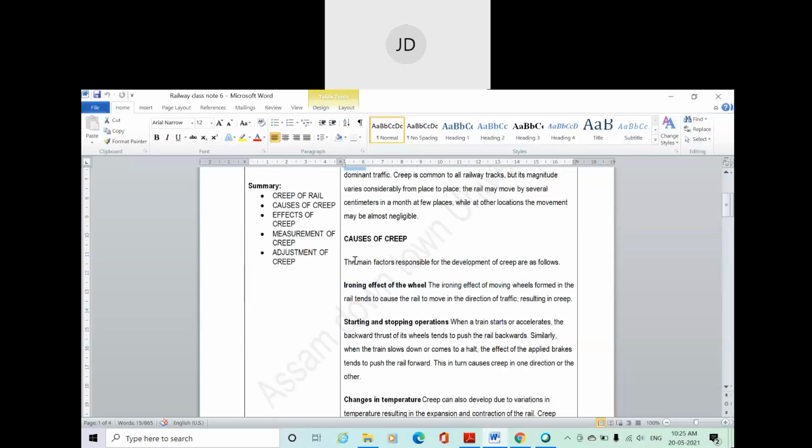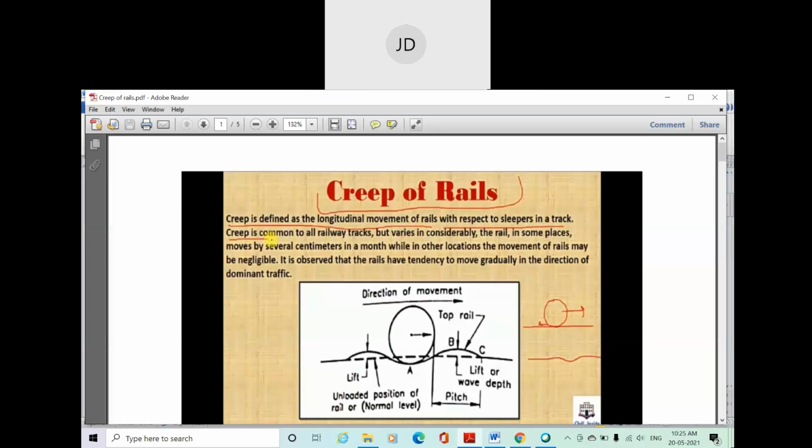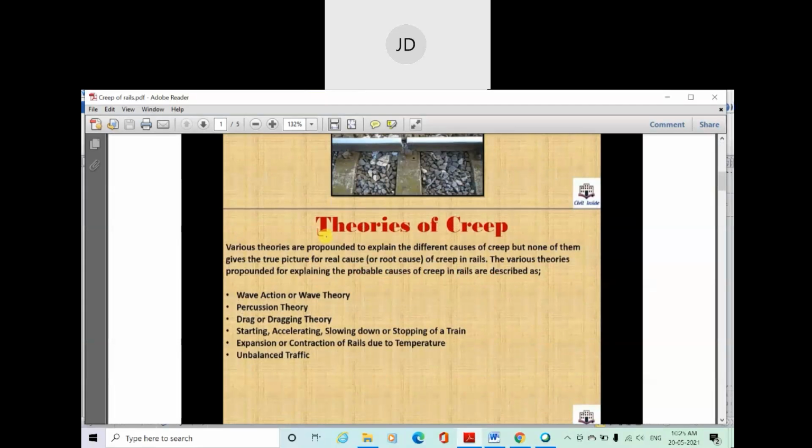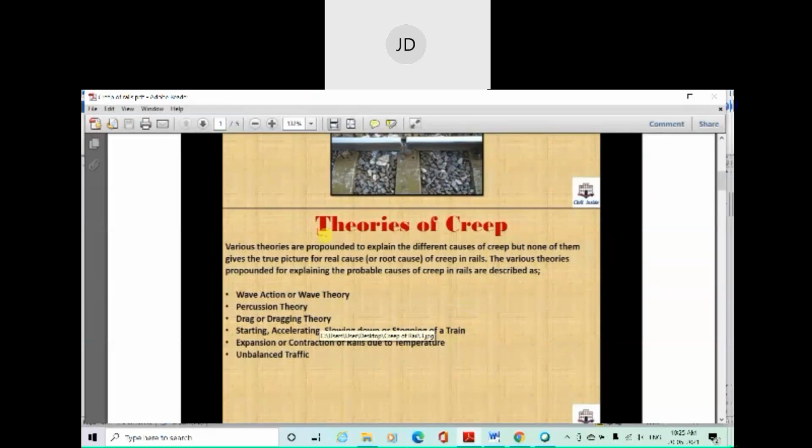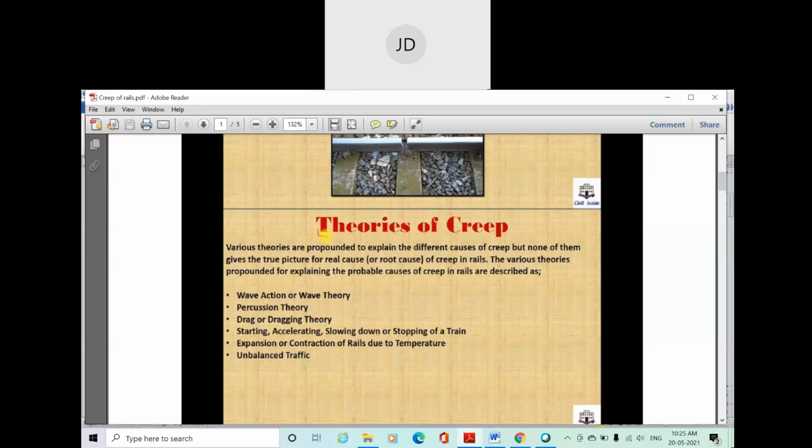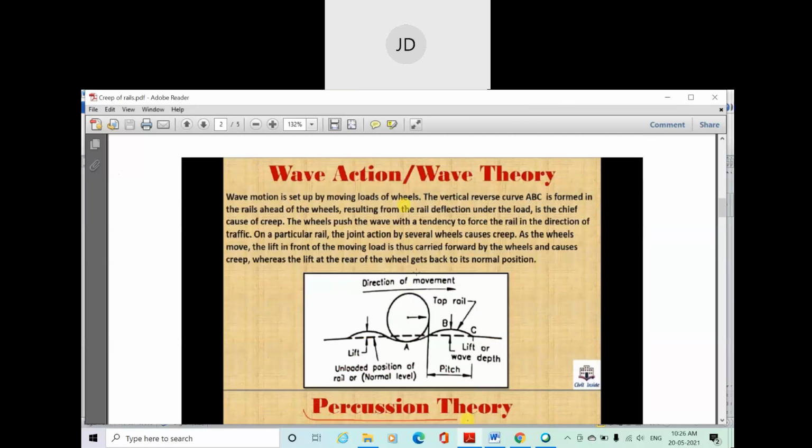And for the cause of creep, we have discussed theories. What are the theories? Wave action theory, percussion theory, drag theory, starting, accelerating, slowing down or stopping of a train, expansion or contraction of rail due to temperature, and finally unbalanced traffic. They are basically the causes of occurrence of creep. So we have discussed the wave theory. What is the wave theory? It is considered that each running wheel creates a wave kind of pattern along a railway track, which tends to move the leading rail in forward direction, like that, in this direction.